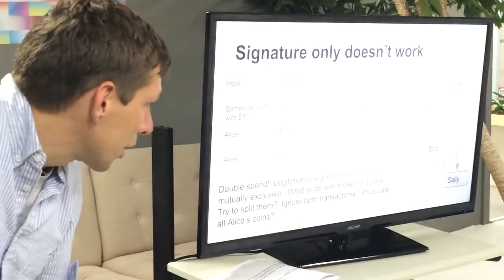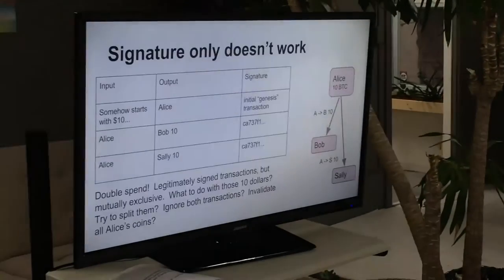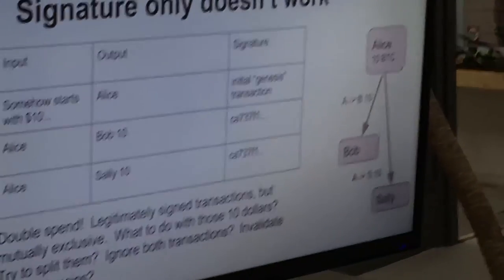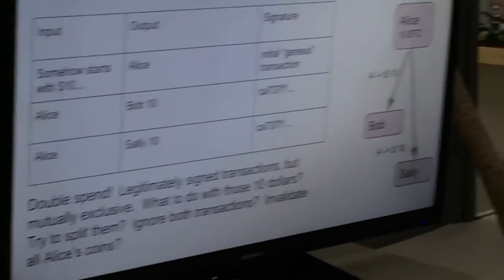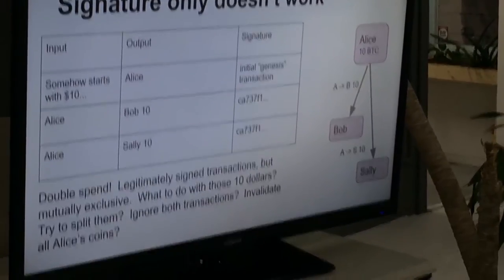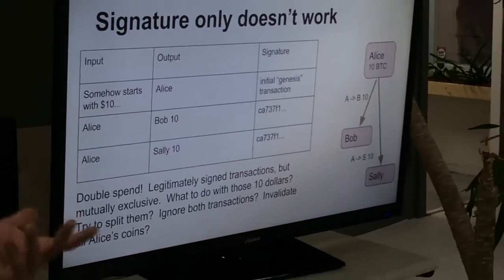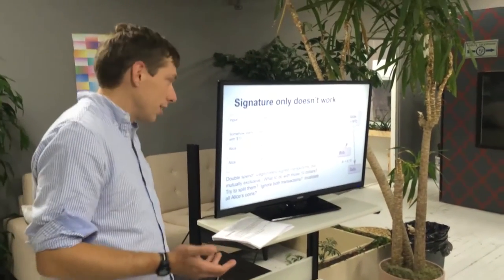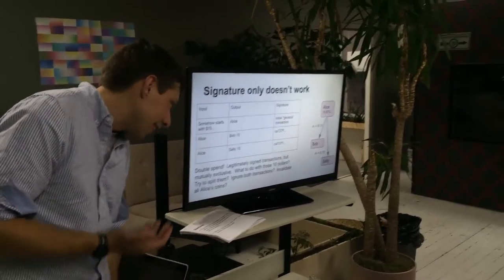Unfortunately, no. Signature only doesn't work, because what happens when Alice sends 10 to Bob, and she also signs a transaction sending 10 to Sally? This is a double spend. It's a legitimately signed transaction, you can verify it, but they're mutually exclusive. They can't both be true, because she only had $10, and she tried to send $10 to two different people. So who gets it? You split it up, so Bob gets 5 and Sally gets 5, or you ignore both and ignore Alice altogether, or you try to steal all of Alice's bitcoins.